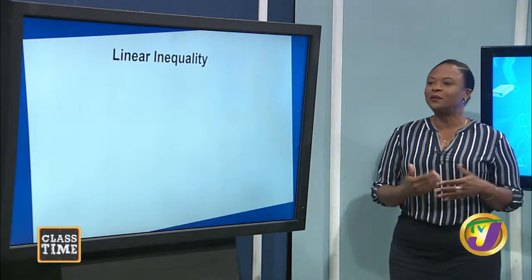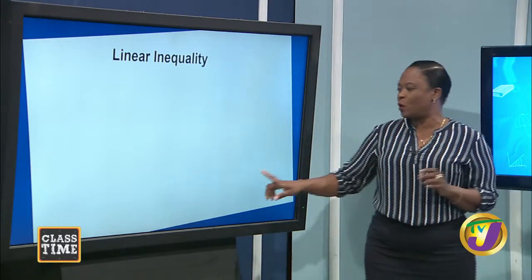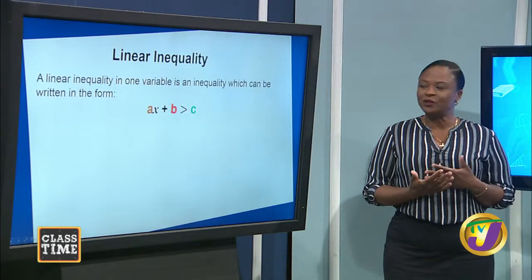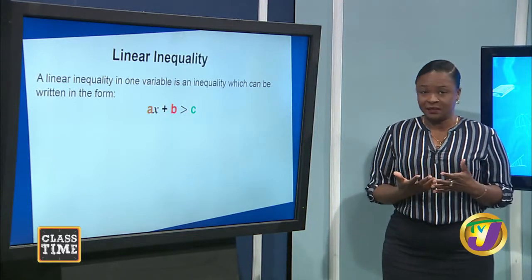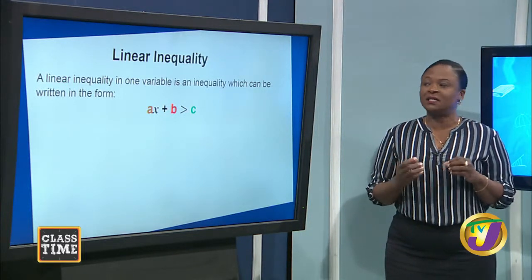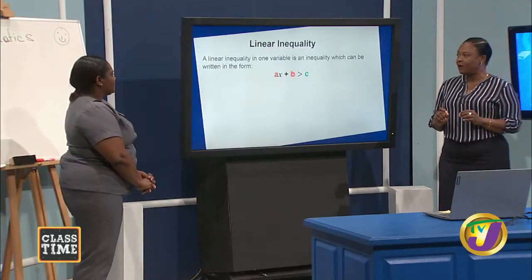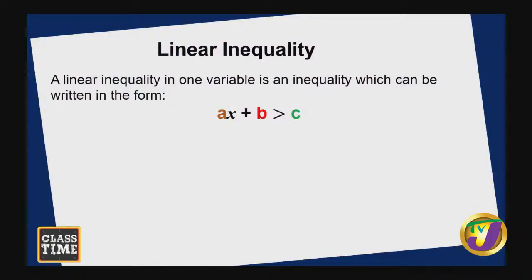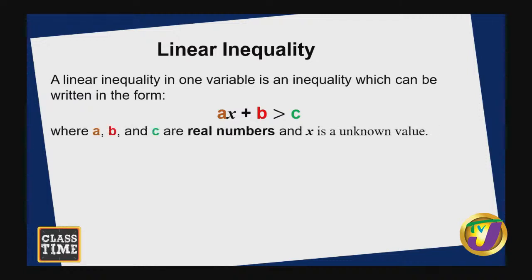So we come now to what we call a linear inequality, and I want us to appreciate what this means. A linear inequality in one variable is an inequality which can be written in this form: ax + b is greater than c, where a, b, and c are real numbers, and x is an unknown value or a variable.